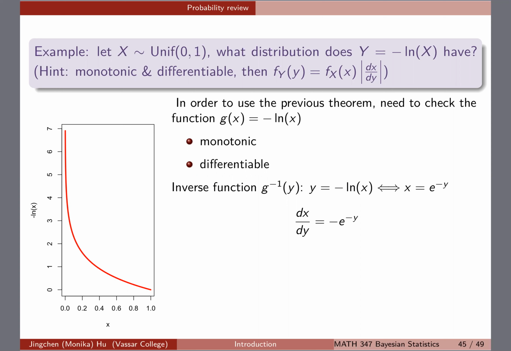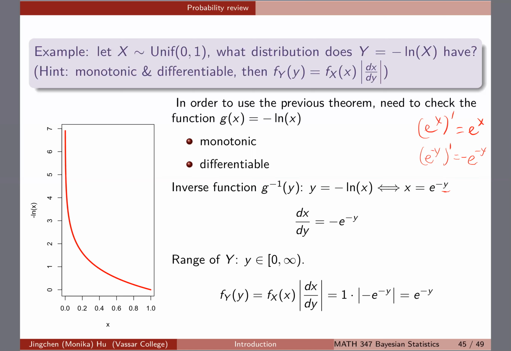Okay. So when you take the first order derivative of e to the x, it will be e to the x, right? But then you have this chain rule, because you have negative y here, so you have the negative sign in front, and then the exponent is still the same. So there's that. And once you get that, don't forget that you should think about the range of y. So y itself, because it is negative ln x and x is uniform, y will be from 0 to infinity.